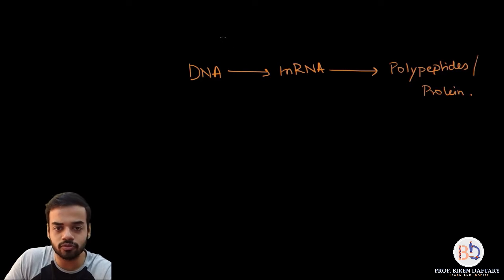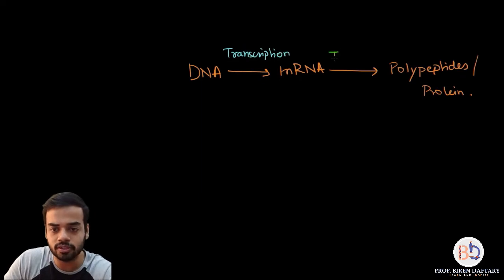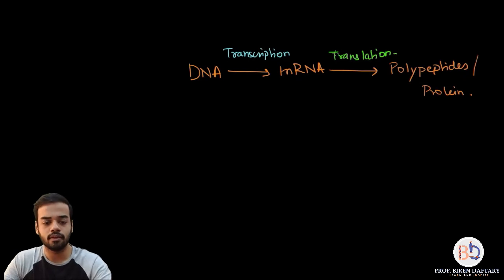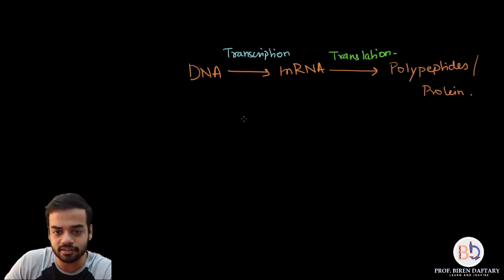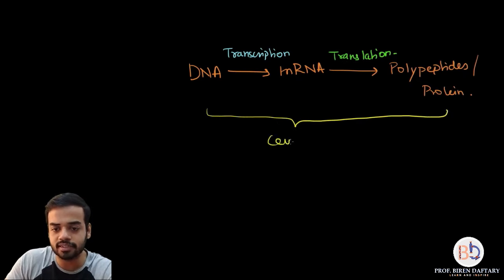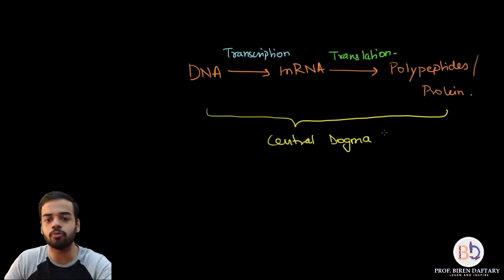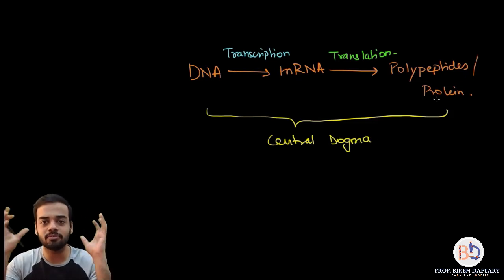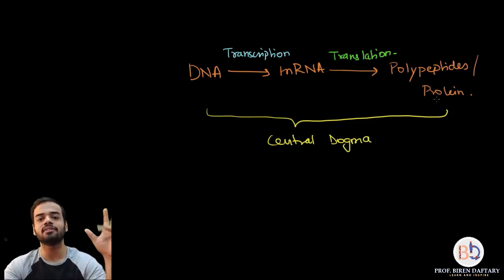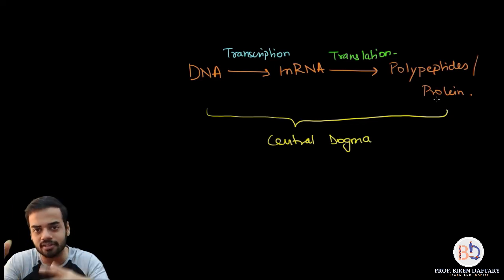This process over here is called transcription, and this process over here is called translation. And this entire equation which I have written now is called the central dogma of protein synthesis. This is the summary of protein synthesis. So in protein synthesis we basically learn transcription and translation.